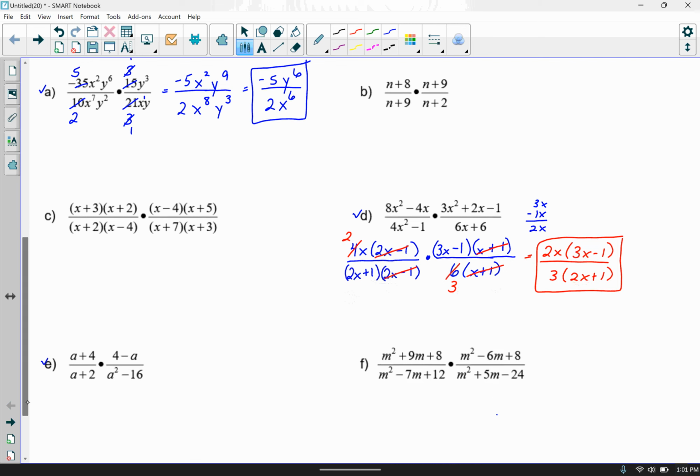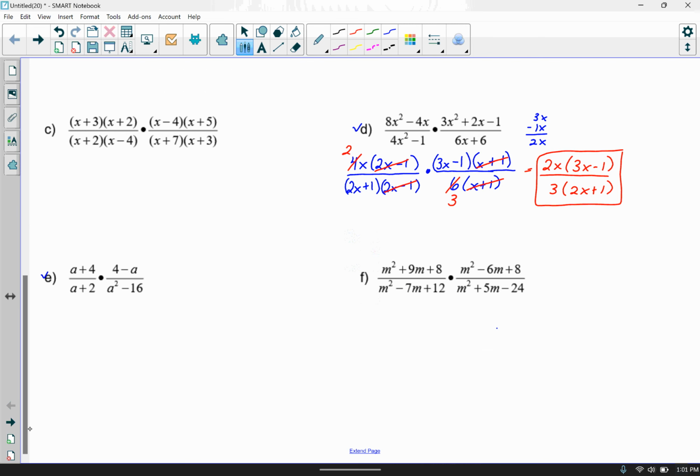Okay, let's come on down to letter E. Letter E, the left-hand rational expression cannot be reduced any further or factored, so I'm going to just write it down. On the bottom, I'm going to tackle the bottom first, okay? And the bottom, this is a difference of squares, right? Because I can take the square root of a squared and the square root of 16, and there's a minus sign, so let's do that.